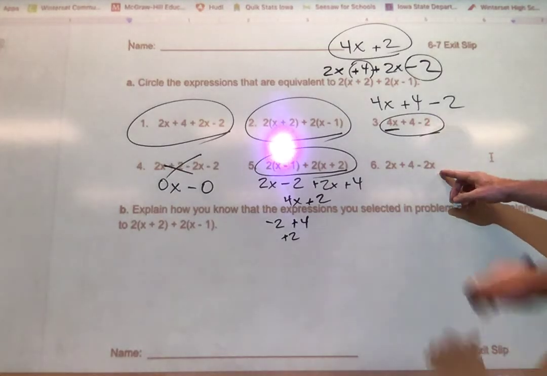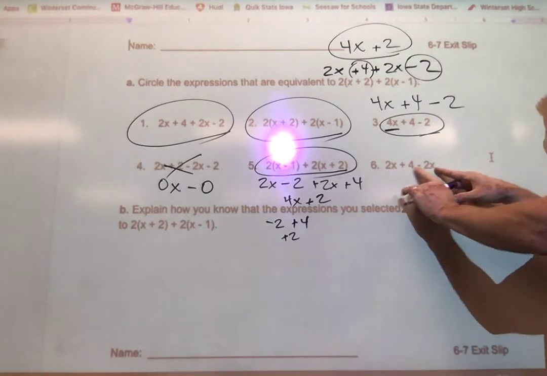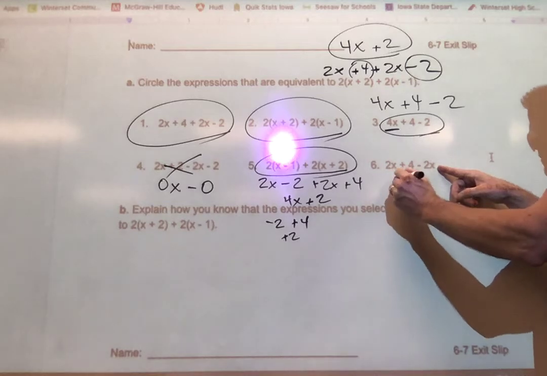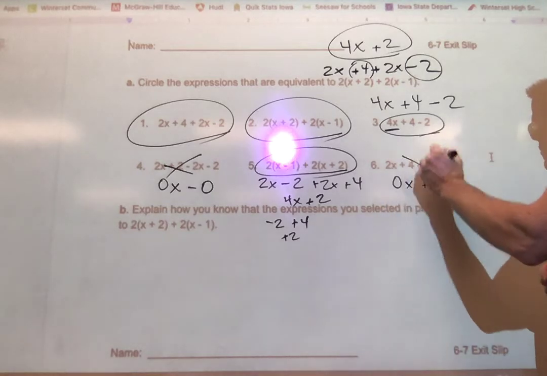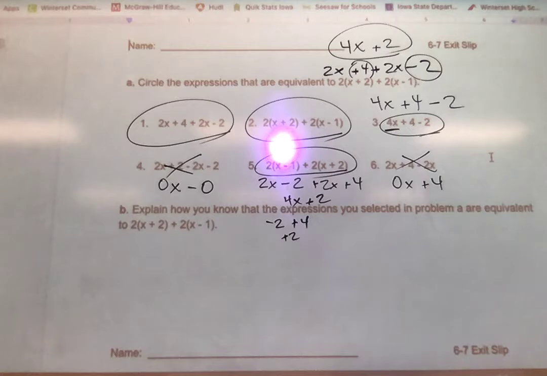And then I look at this last one. If I see 2x and combine that to minus 2x, that's 0x again, plus 4. I know that one is definitely not the same as this. So I have 4 that are equivalent here.